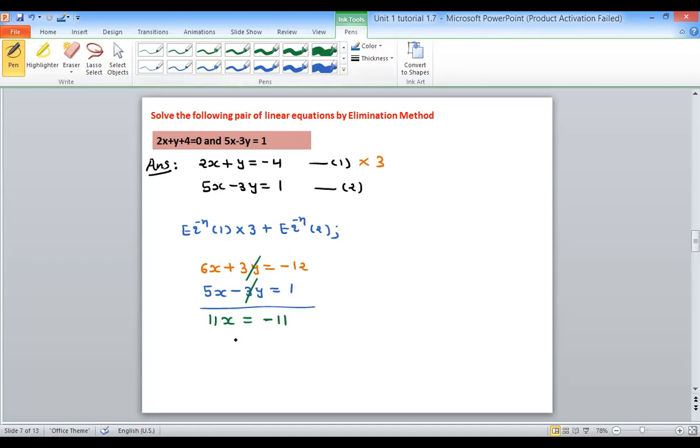I want the value of x. So x is equal to minus 11 upon 11 and your x is 1. Not 1, madam, minus 1 comes. It's a minus 1. So x is minus 1. And madam, y comes minus 6. Okay, y is minus 6. Done.